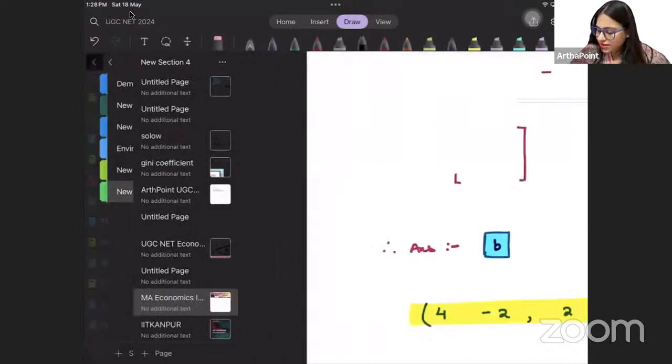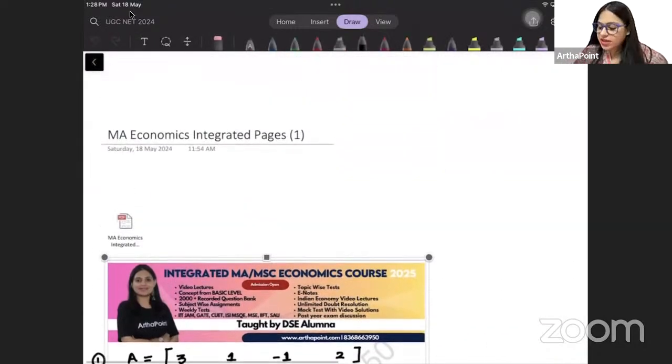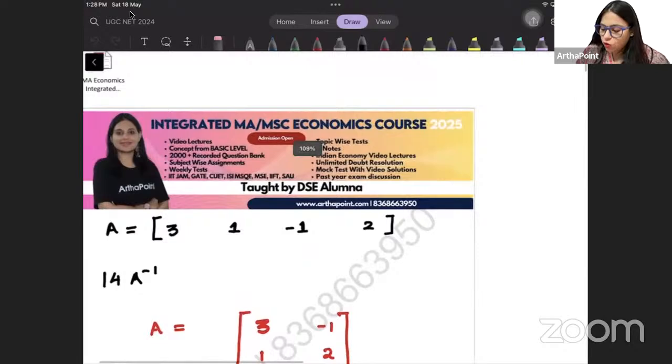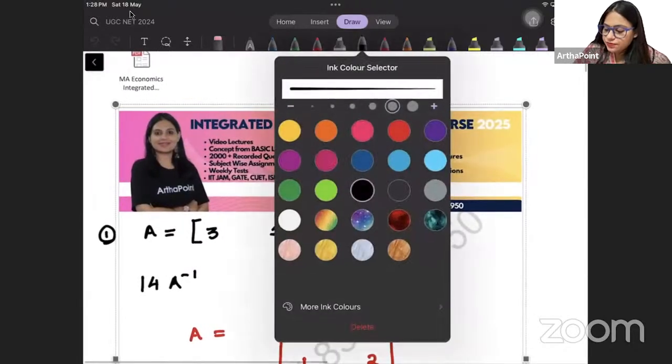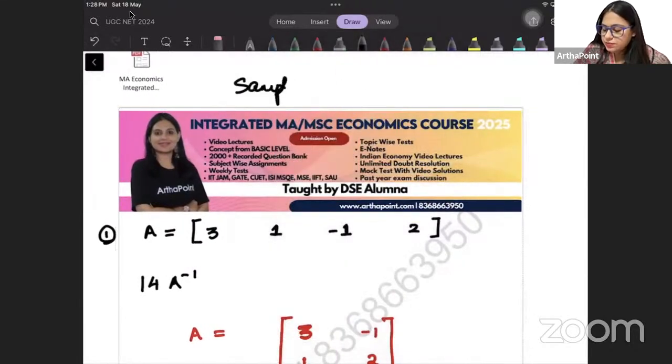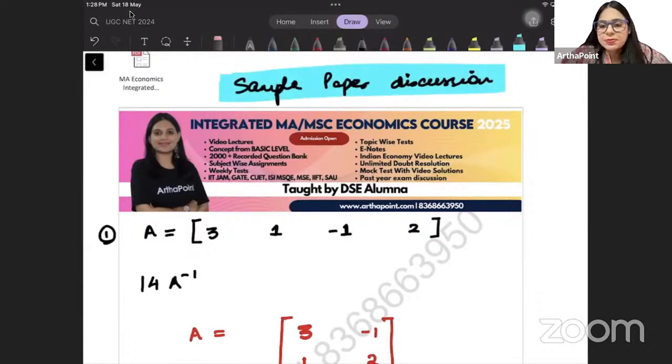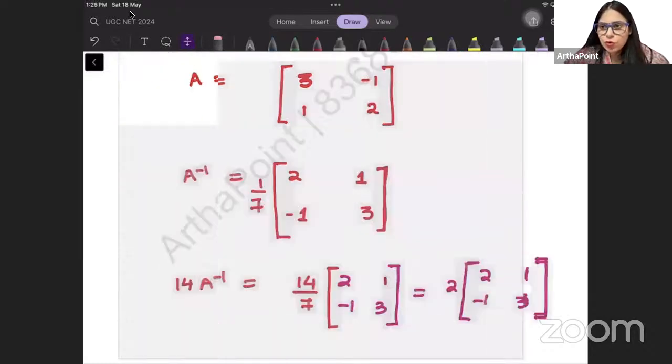Now let me show you some of the questions that have been asked in the past. I'm taking you through a sample paper of IIT Kanpur. This is the sample paper discussion.